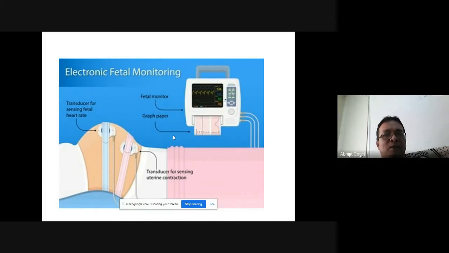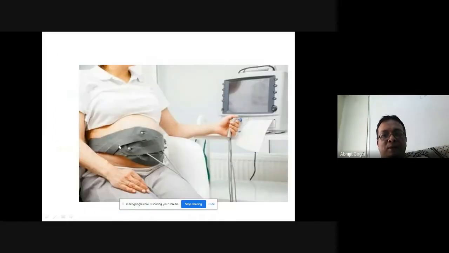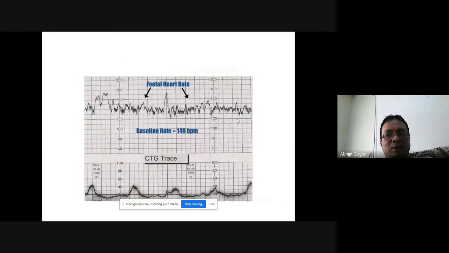There are two parts: one is for the fetal heart rate, and another is to understand the uterine contraction. This is the machine. Both transducers are connected to the abdomen. The mother is also given a button, so whenever she feels fetal movement, she can push it and we can record the fetal movement as well. So let's study this cardiotocography.